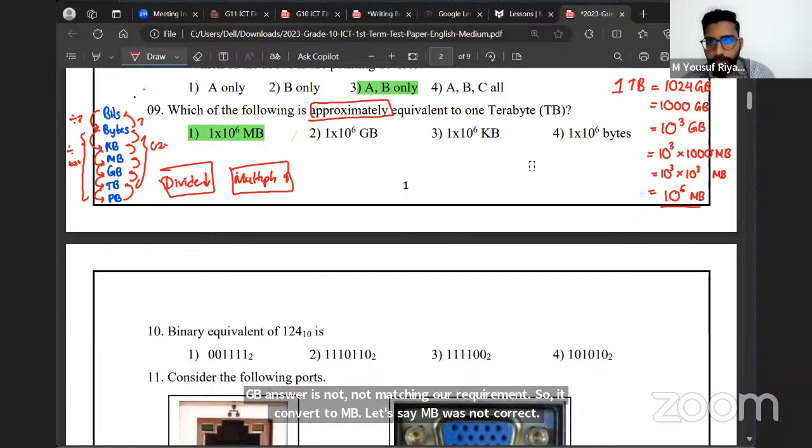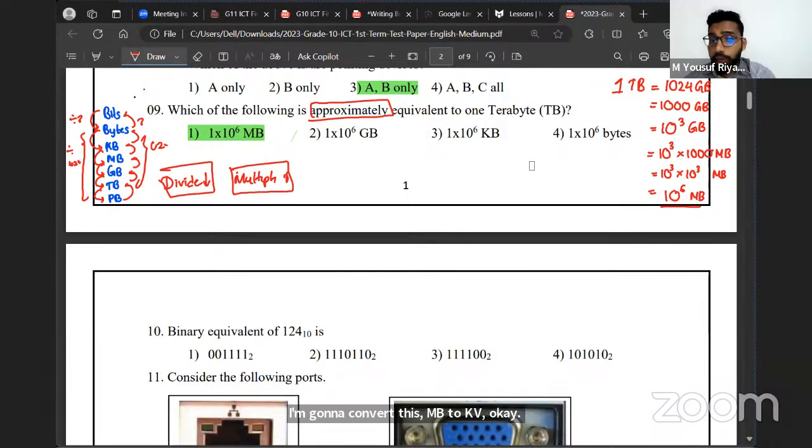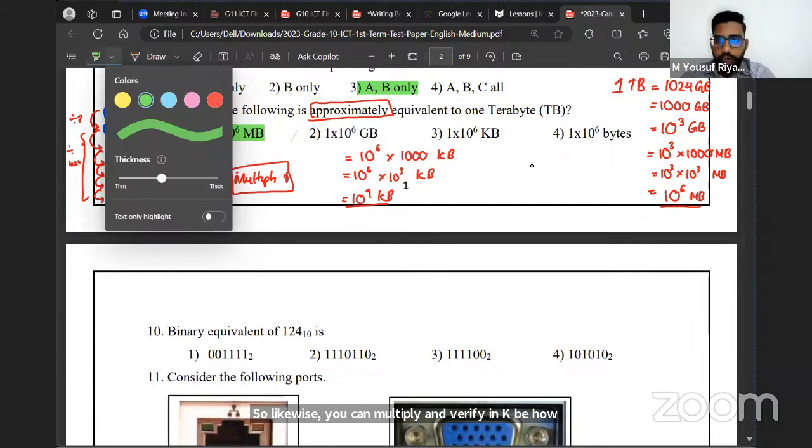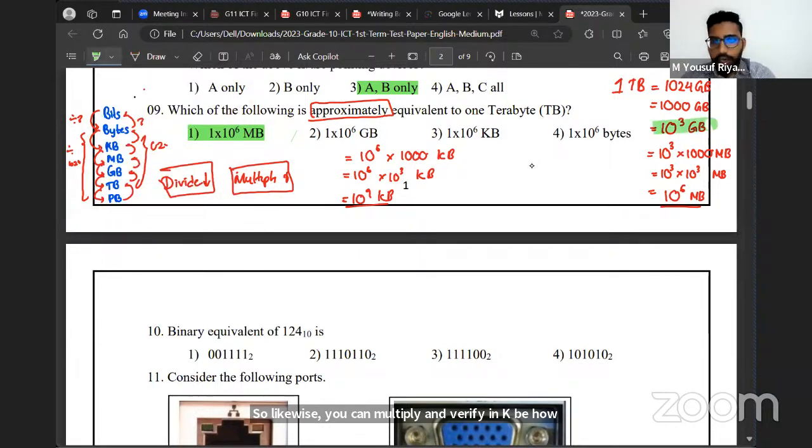Now, if I'm going to convert from MB to KB, I'll be multiplying by another 1024. So in that case, it will be 10 to the power 6 into 1000 KB. That's again 10 to the power 6 into 10 to the power 3 KB, which is basically 10 to the power 9 KB. So likewise, 1 terabyte in GB is 10 to the power 3 GB, in MB it's 10 to the power 6, and in KB it's 10 to the power 9.